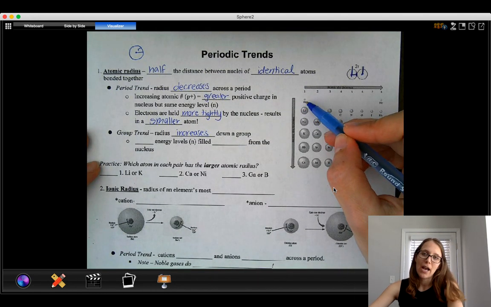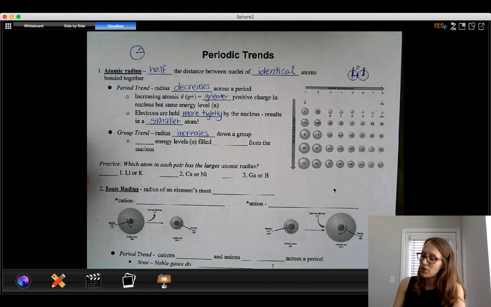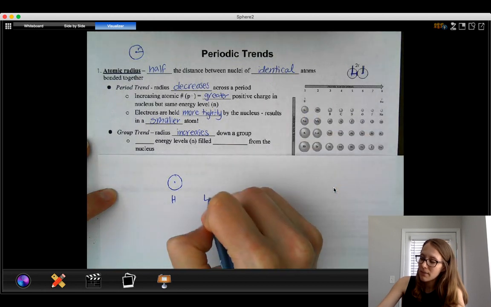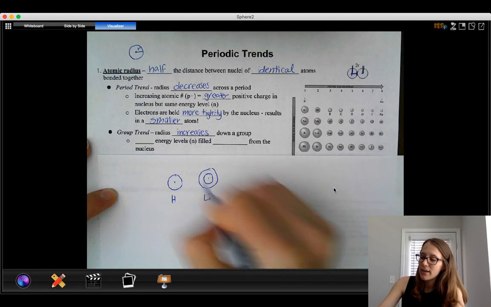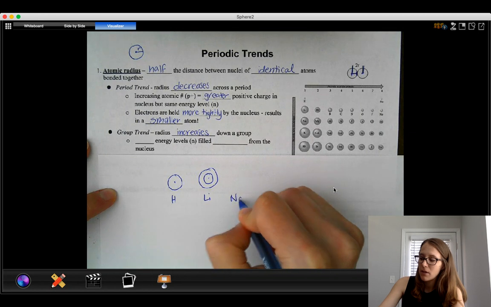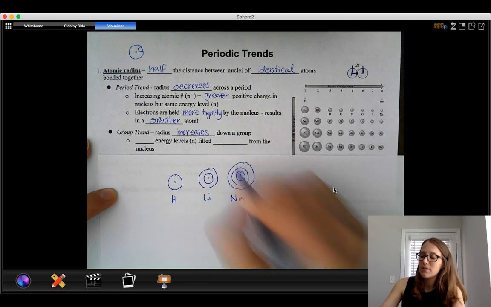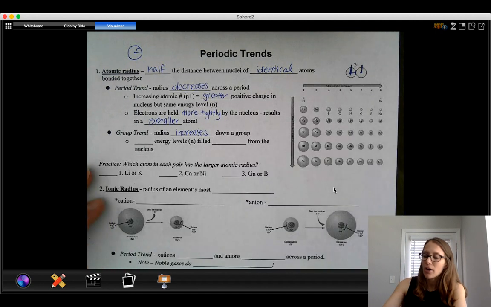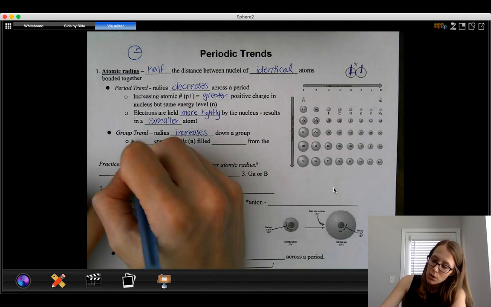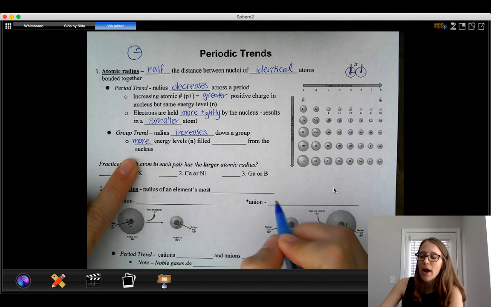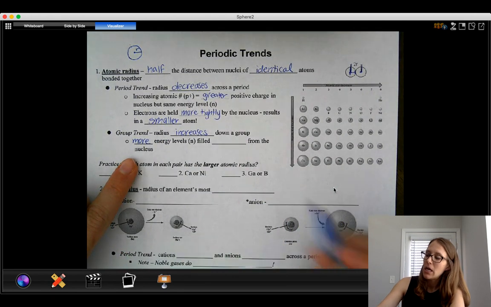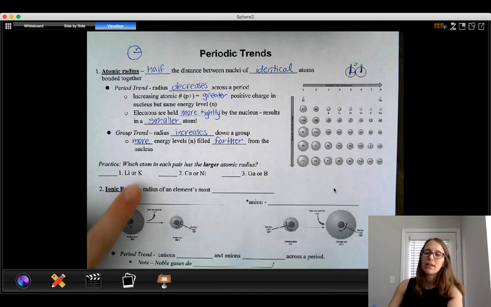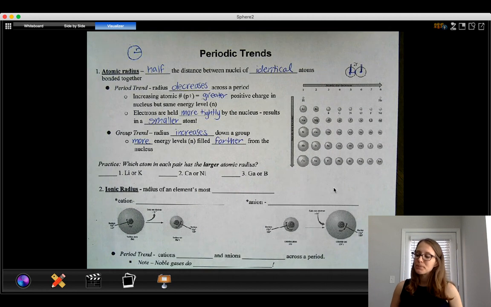When we draw hydrogen, hydrogen has 1 ring of electrons. If we go to lithium, lithium's going to have 2 rings of electrons. Sodium would have 3 rings of electrons. And as I add more and more rings as I go down a group, my element's going to get bigger and bigger. As we go down, we have more energy levels, our n value, which are filled, and these are farther away from the nucleus. As I add each ring, it gets farther.